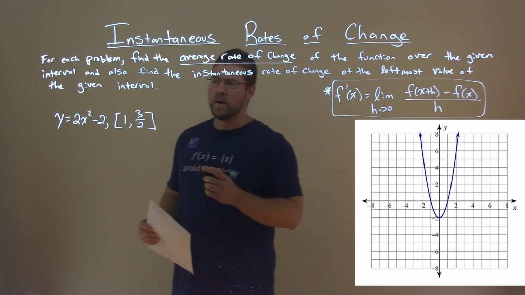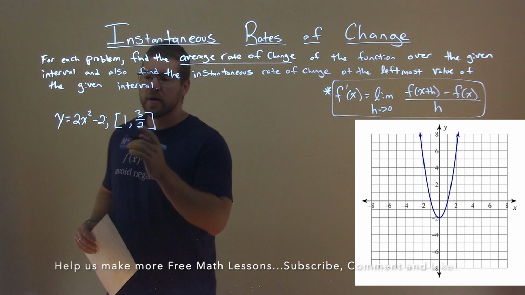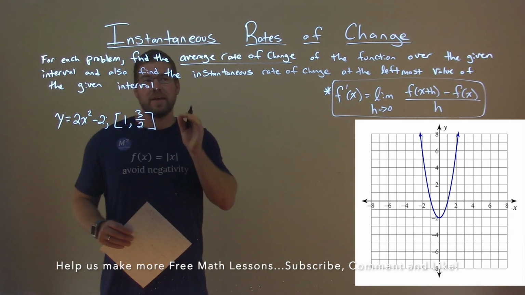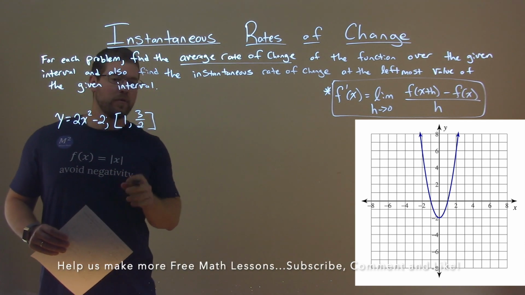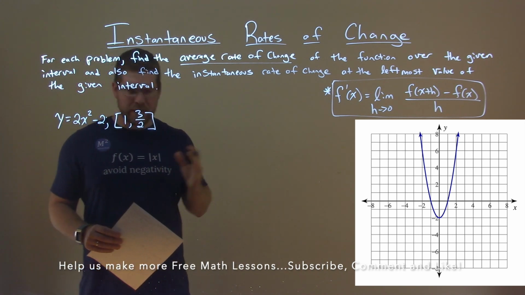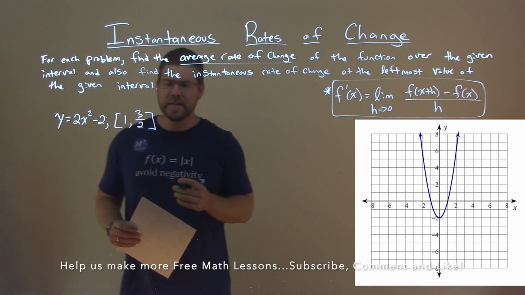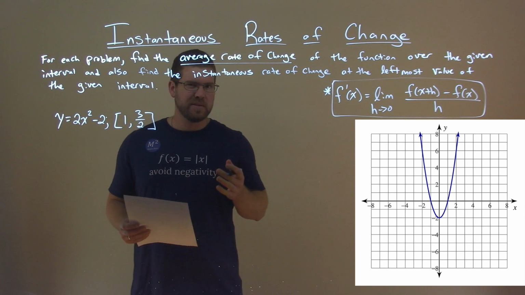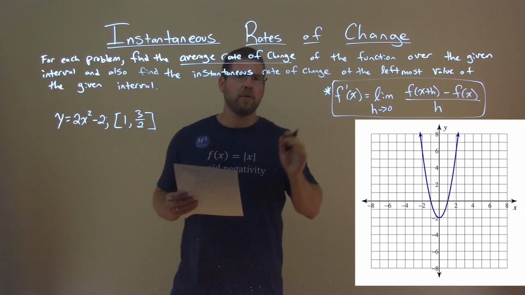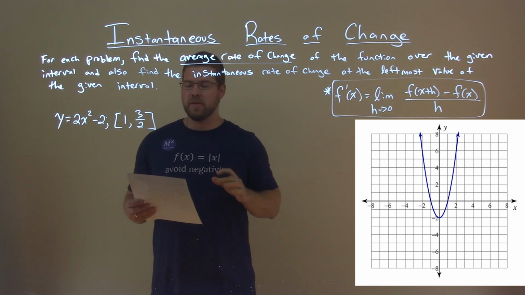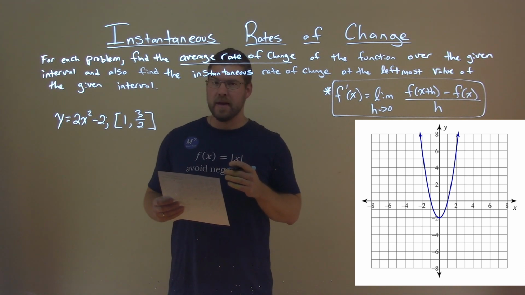We're given this problem right here: y equals 2x squared minus 2, and we want to find the average rate of change over the interval from 1 to 3 halves. Now, we have our graph here to show, we see it's a parabola. Okay. Now I'm going to put the graph away for a moment, and we're going to try to do all the math there and then look at it again at the end.